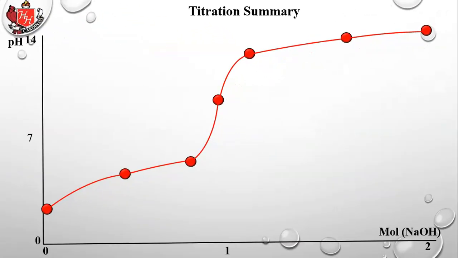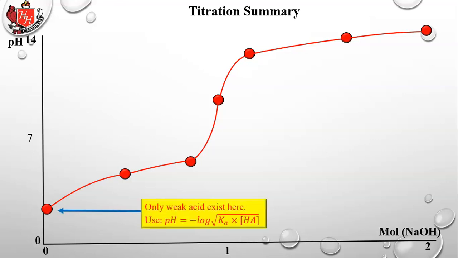Okay, now we're going to see a summary of everything we just talked about. First, we start at the initial point. You only have the weak acid, the acetic acid in the case of the example. So you're going to use the weak acid equation. There it is right there. You just plug in the numbers for the Ka of acetic acid, or whatever your acid is, and the initial concentration. That will give you the pH at the beginning.